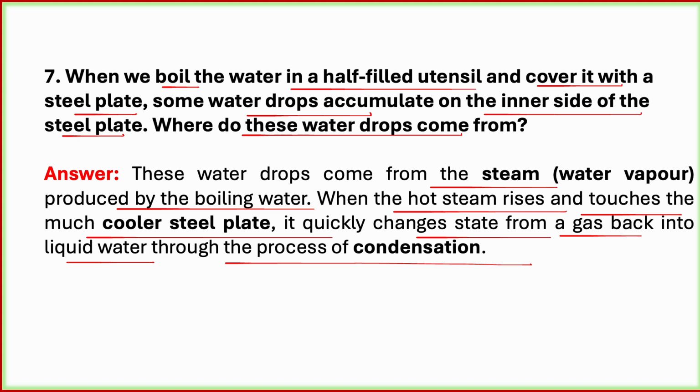So where do the drops come from? They come from the water vapor that changed back into water. This change of vapor into liquid water is called condensation. So when water boils, it will change into water vapor. This vapor will rise and touch the cold steel plate. So the vapor will cool down and become water drops, that is condensation. That is why we see drops on the inner side of the steel plate.